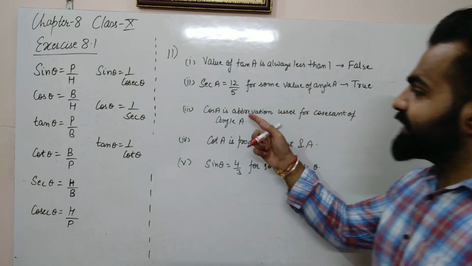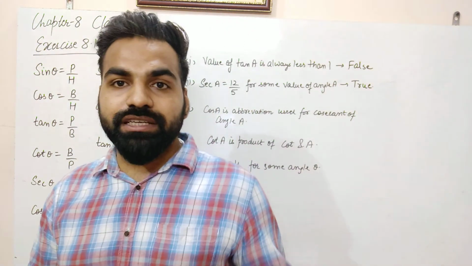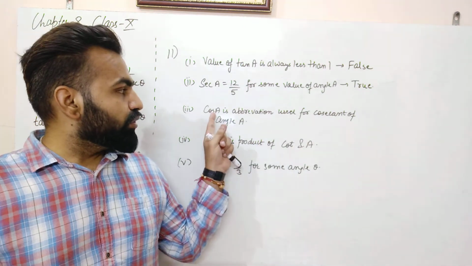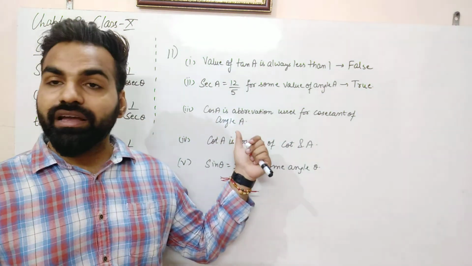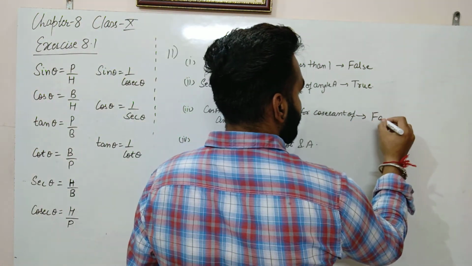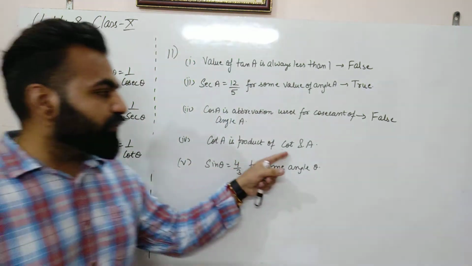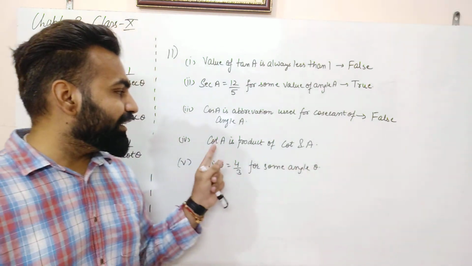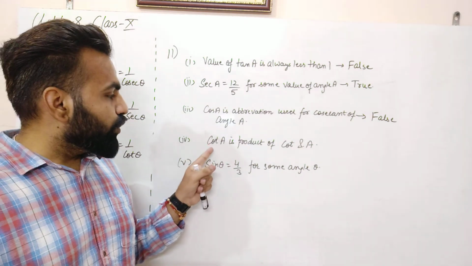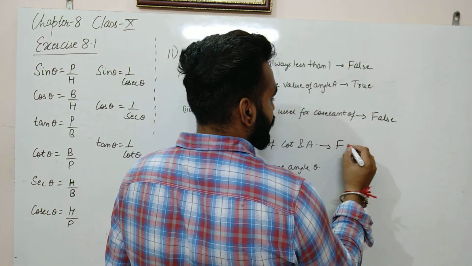Third, cos A is abbreviation used for cosecant of angle A. This is false, because cos A means cosine of angle A. Cosec means cosecant of angle A. So cos A is not abbreviation of cosecant of angle A. Cos A is abbreviation of cosine of angle A. So this is false. Now fourth, cot A is product of cot and A. I already told you that cot A doesn't mean cot multiplied by angle A. This is read as cotangent of angle A. So this is again false.